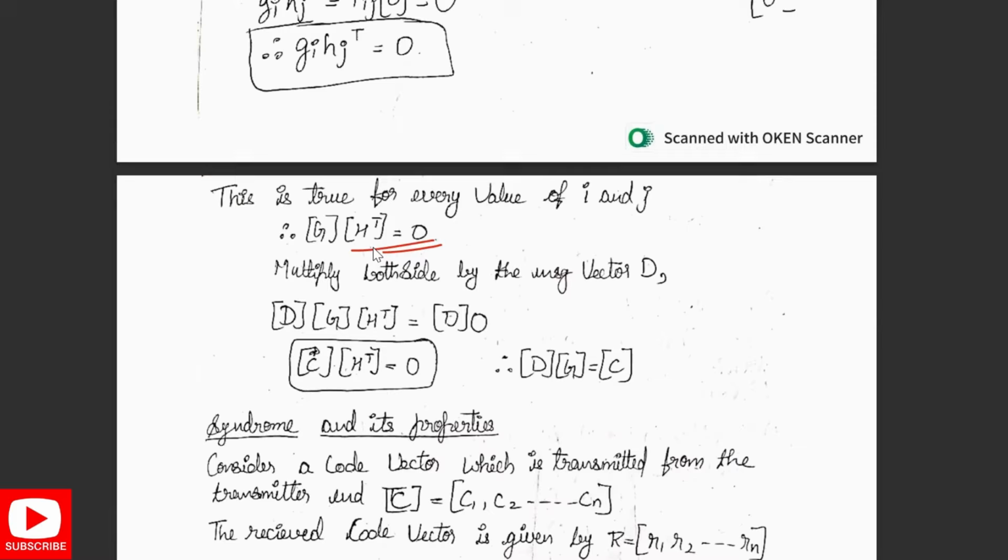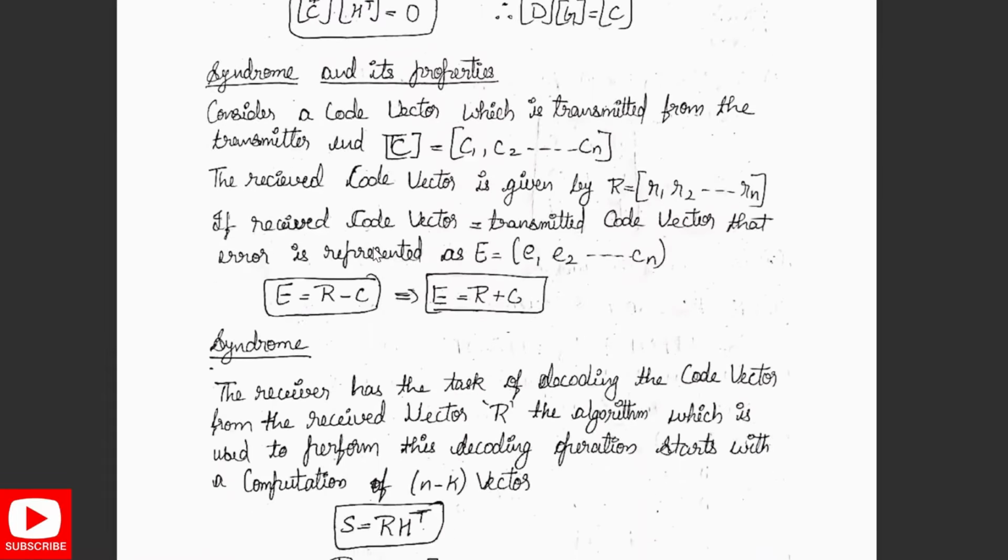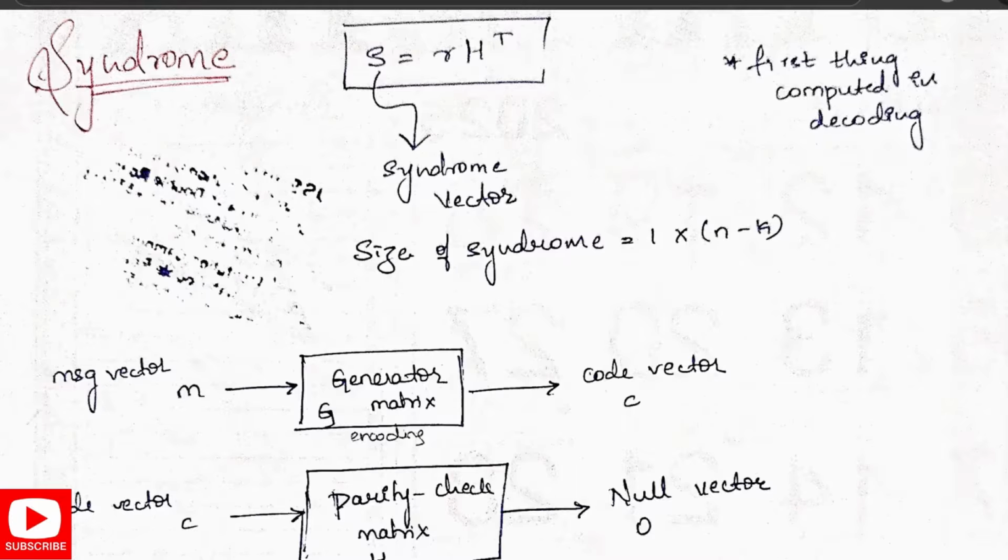Multiply on both sides with D. Hence you get the D vector. So hence you get D into G is equal to C. Finally substitute this as C and you get it. Now coming to the next important topic, that is syndrome and its properties.